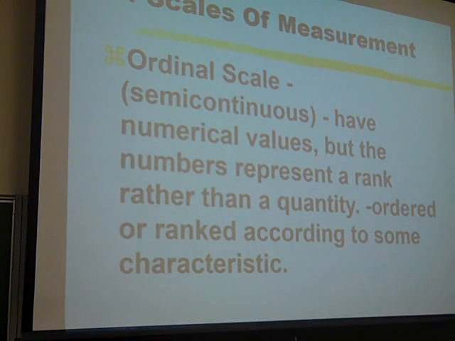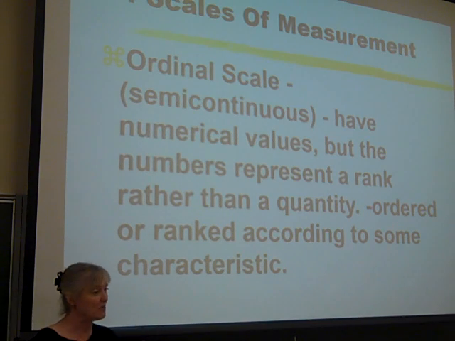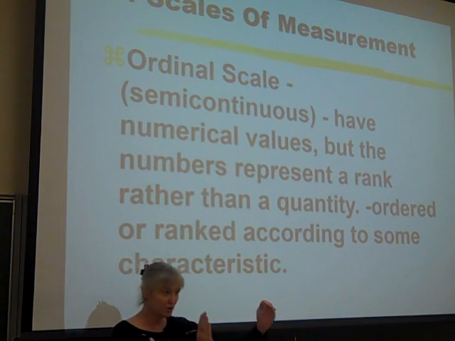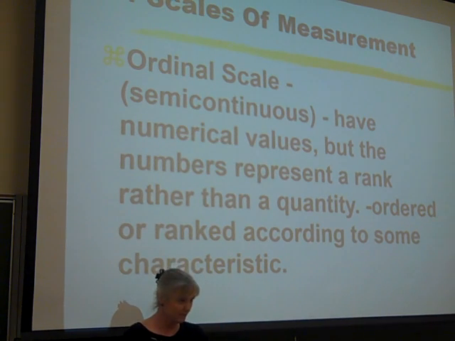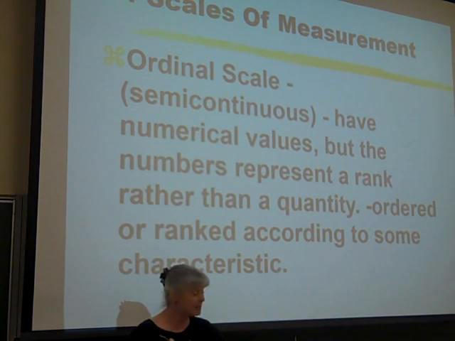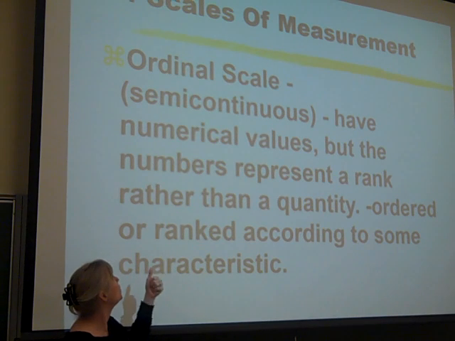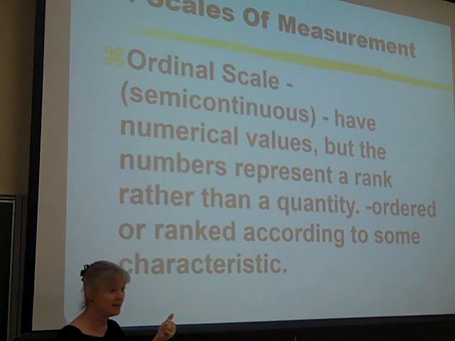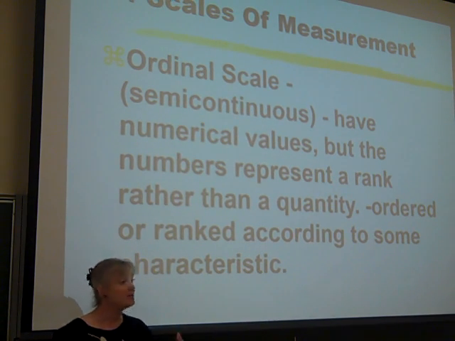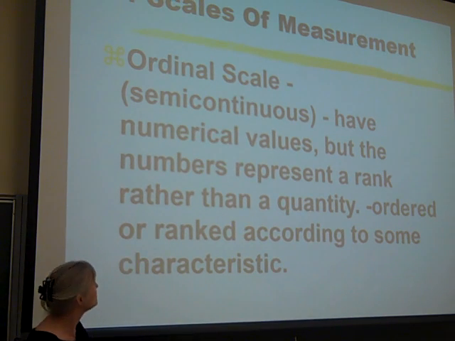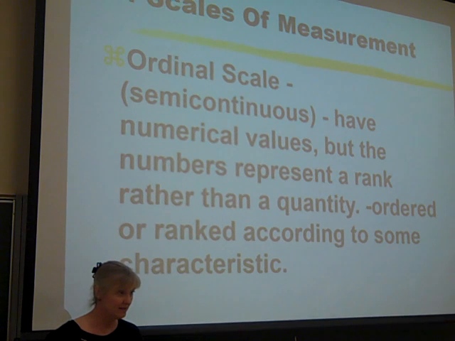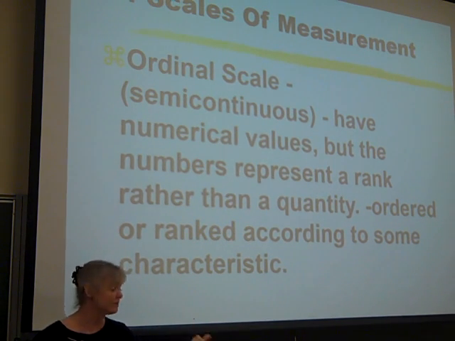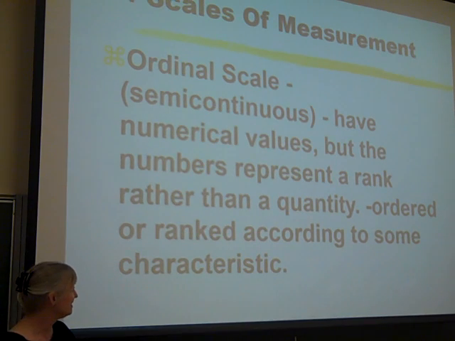Let's look at the ordinal scale. Remember I said it goes from categorical to continuous. We're not to continuous yet. We're almost there. Halfway between categorical and continuous is the ordinal scale of measurement. We are now measuring. Numbers do represent a measurement, but it's representing a rank rather than a quantity. So we're not talking about how much, but whether you're first, second, third, fourth, or fifth.